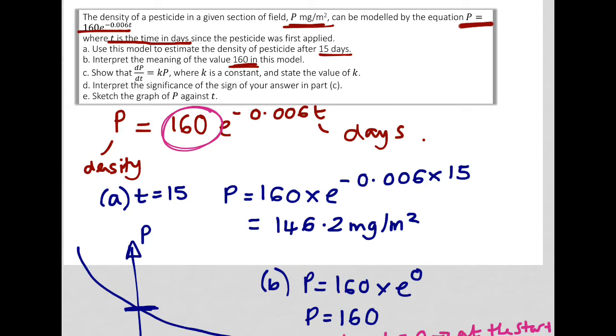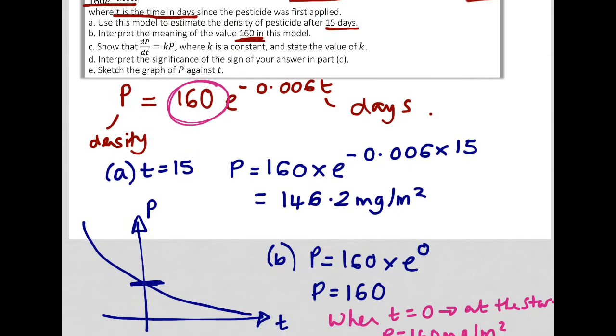Now, there's other ways they could ask that question. They could say, what is the value of the density of the pesticide at the start? So that's exactly the same question as interpret the meaning of the value of 160. It's what the density is of the pesticide at t equals 0. So be aware, same question, multiple ways of writing it. And it's clearly understanding what the effect of that multiplier is on the exponent. So we can now move on to part C.